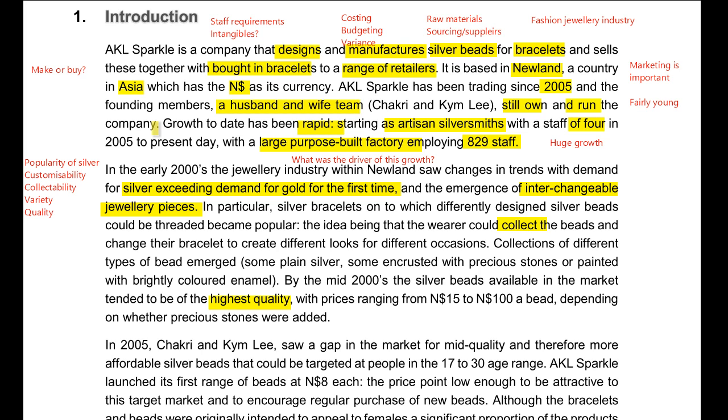Okay, and then the last point here, prices ranging from $15 to $100 per bead. So that's a wide range of different prices there, depending on where the precious stones were added. So another feature of this industry that's made it successful is to have this variety of price, or what you might call value for money. The more you're willing to pay, the more you're going to get, but you can still pay slightly less and get slightly less.